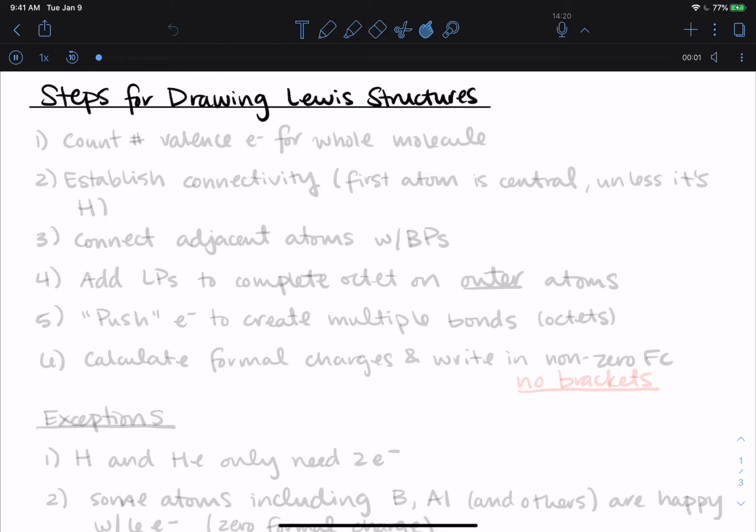This video will give you the steps for drawing Lewis structures. Please follow these steps very carefully, including the conventions, such as not using brackets when you draw Lewis structures for this course. So the first step when you're drawing a Lewis structure is you need to count the number of valence electrons for the whole molecule.